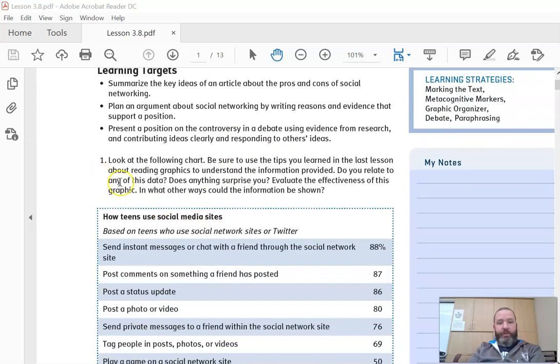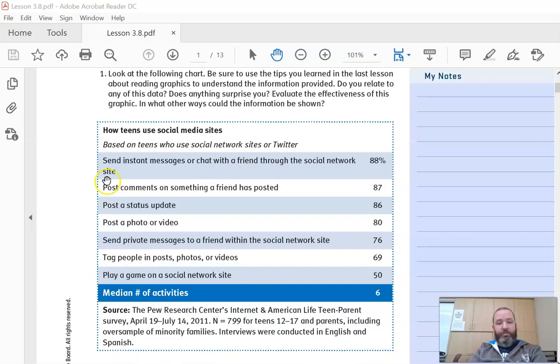It says, look at the following chart. Be sure to use the tips you learned in the last lesson about reading graphics to understand the information provided. Do you relate to any of this data? Does anything surprise you? Evaluate the effectiveness of this graphic. In what ways could the information be shown?